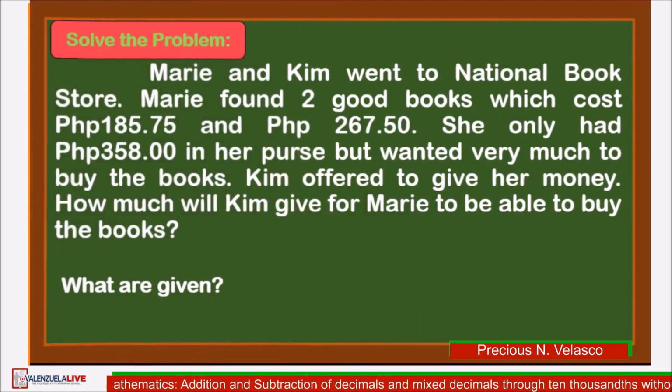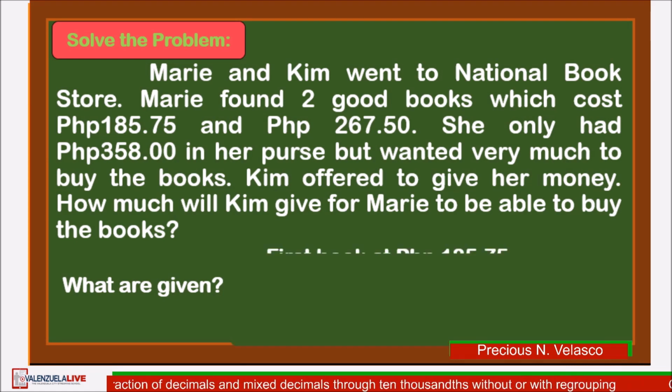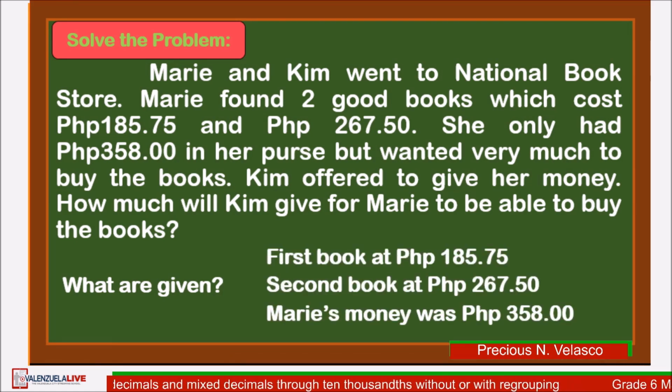Next one, we are going to get the given facts in the problem. So here are the given facts. The first book costs 185 pesos and 75 centavos. The second book costs 267 pesos and 50 centavos. And Marie's money is 358 pesos only.